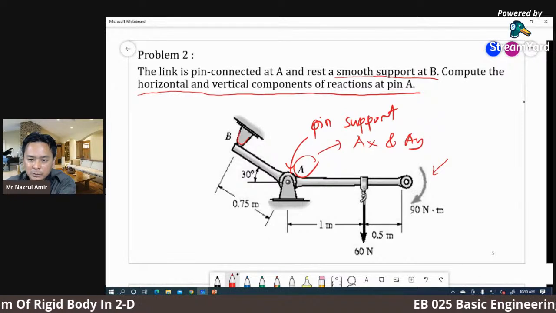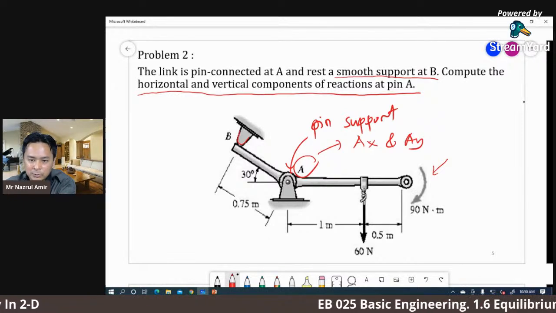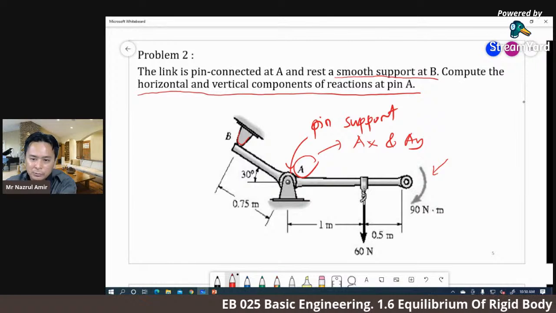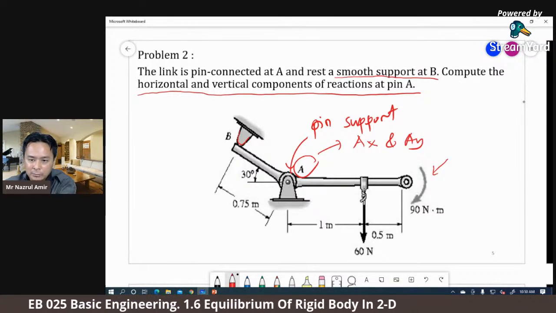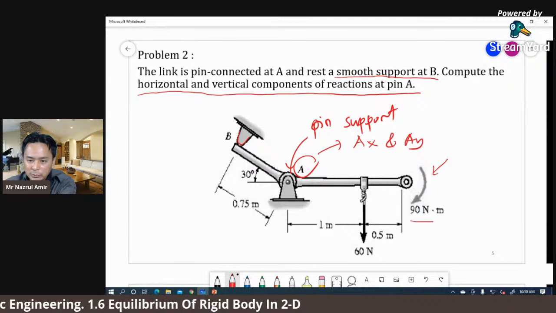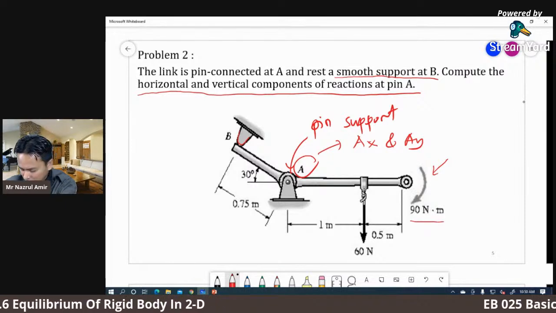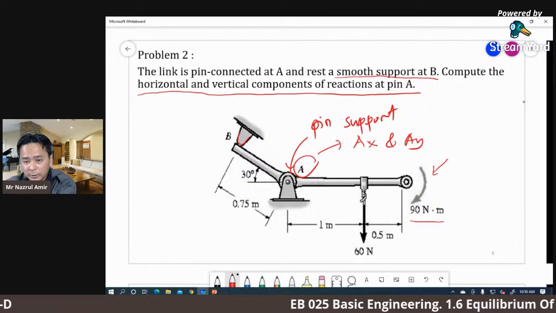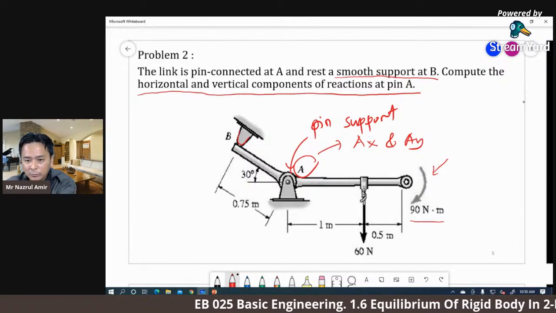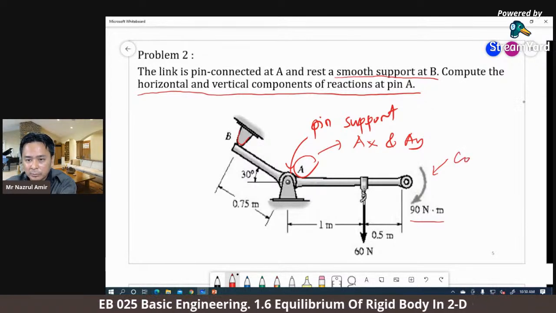it will consider amount of couple moment that act on the body. So we will indicate like this arrow, okay? Moment unit Newton meter, and it will be shown as a rotation, okay? Rotation of arrow either in clockwise or anti-clockwise. So this is couple moment.